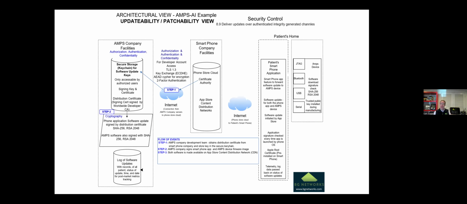So that's the way we're managing keys. We're talking a little bit about how we're managing keys securely on the AMPS device. Step 3 is that the software is made available on the App Store, so we're getting ready to distribute the software. Step 4 is that the software is going to get distributed.